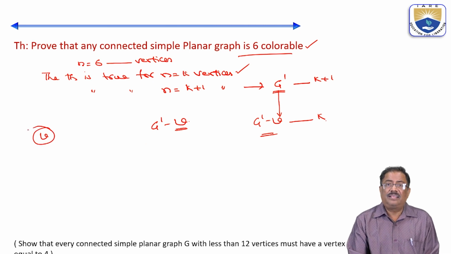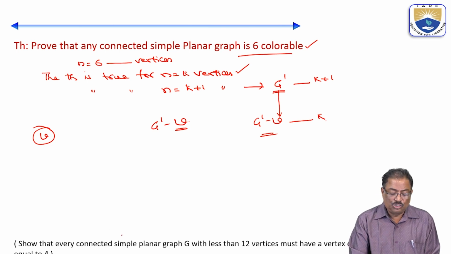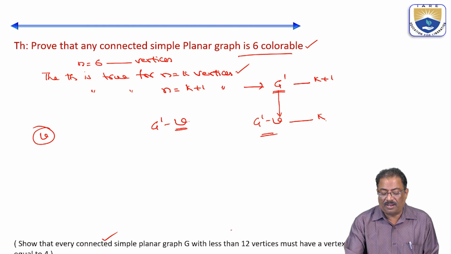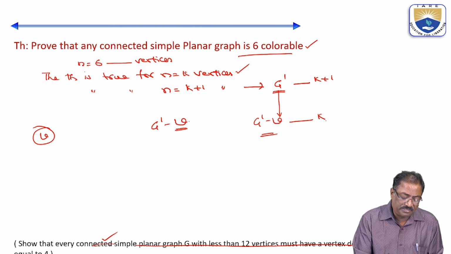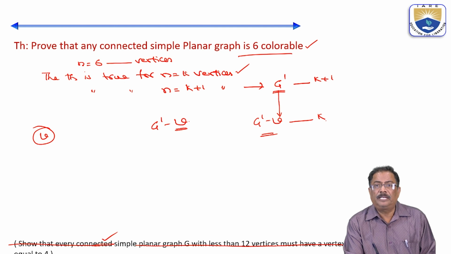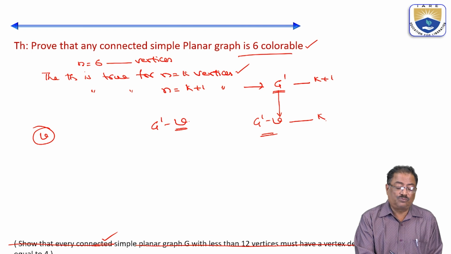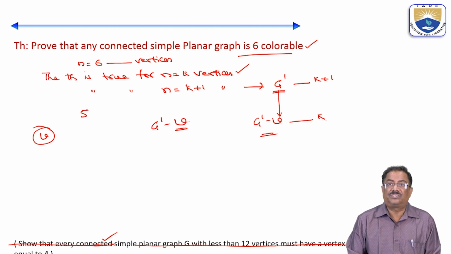there is one fact we discussed in the last session. Any planar graph, if you are going to consider, then it is having at most 5 vertices adjacent. At most 5 vertices are adjacent.